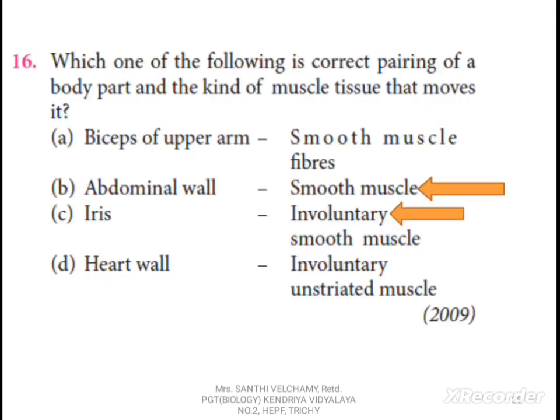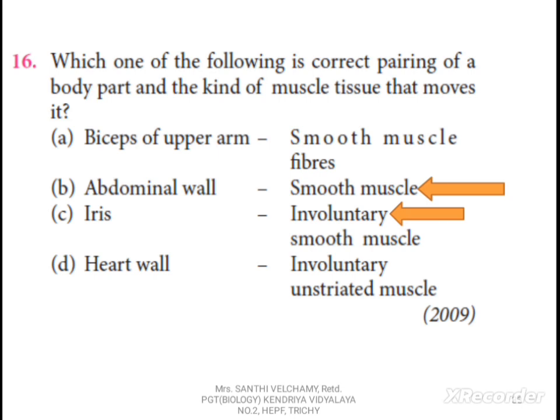Now the next question. Which one of the following is the correct pairing of body part and the kind of muscle tissue that moves it? So here: biceps of upper arm, abdominal wall, iris, heart wall. So you have to match the correct type of muscle along with that. If you match, 2 are coming as correct answers, B and C.